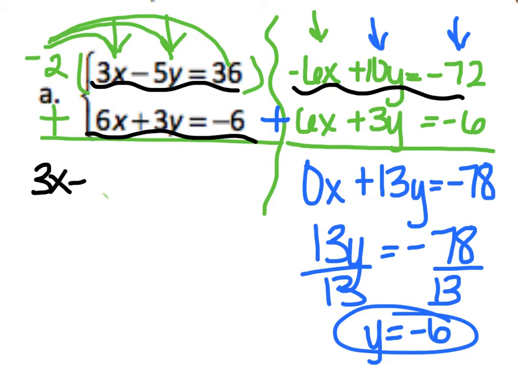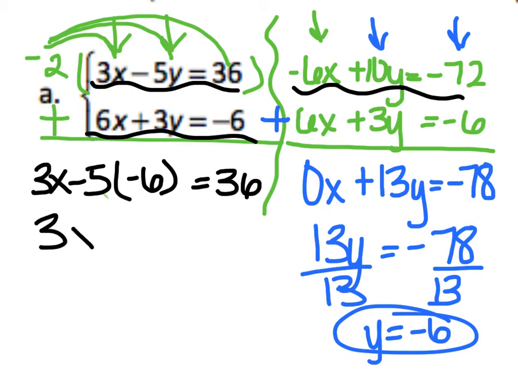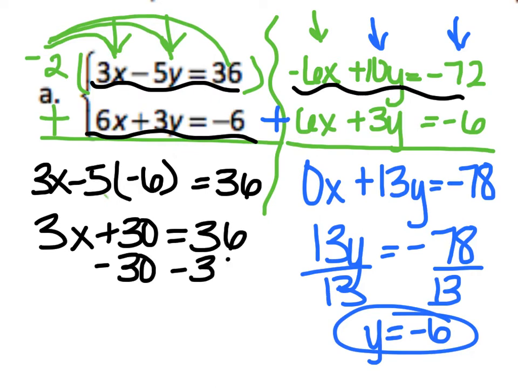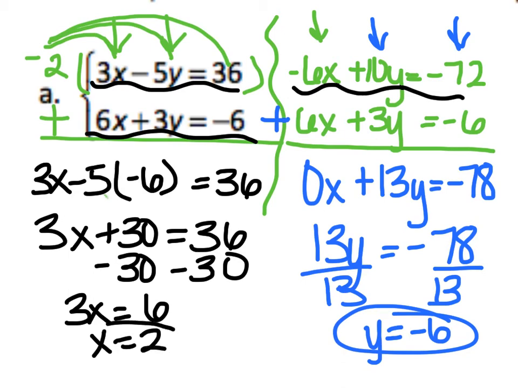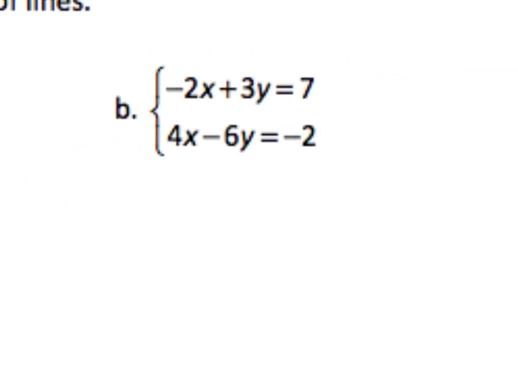So 3x minus 5 times y, which is negative 6, equals 36. And I've got 3x plus 30 equals 36. So when I keep on solving, I will get x to equal 2. Okay, and you will get that answer no matter which equation you choose to substitute the y value of negative 6 back into. Let's go ahead and take a look at example B.